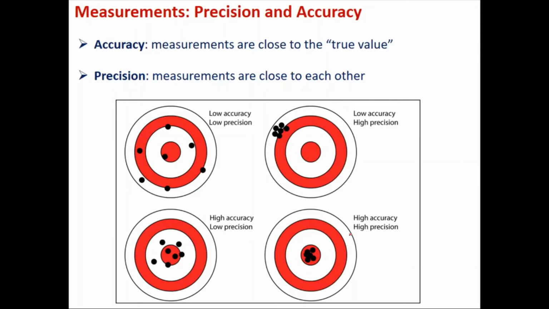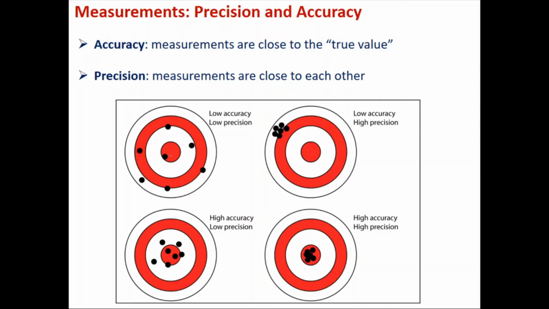Let's look at precision and accuracy. Accuracy is when the measurements are close to the true value. As much as your measurements are close to the true value, that much it is accurate. But precision is when measurements are close to each other. When your measurements are close to each other, it means you have some precision.